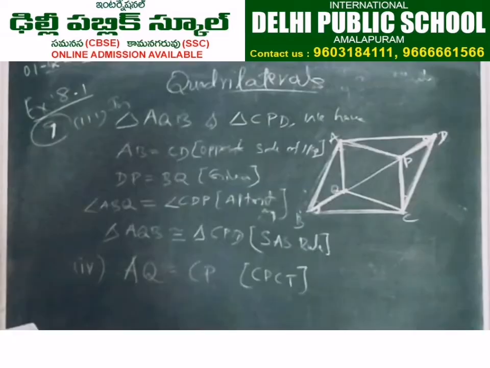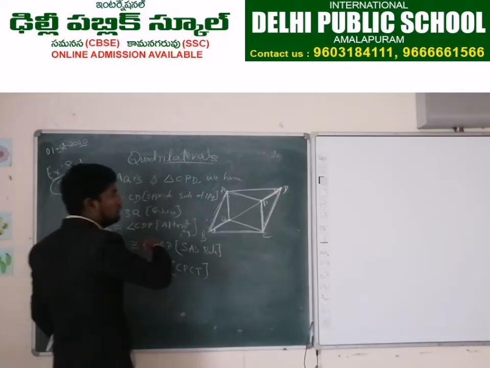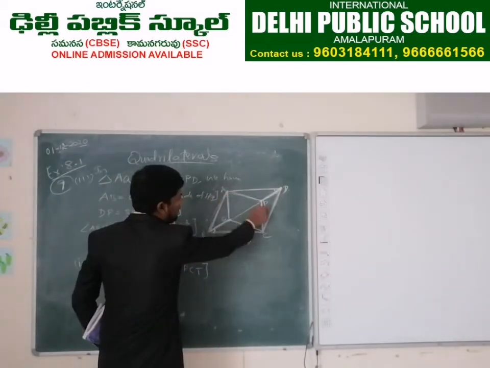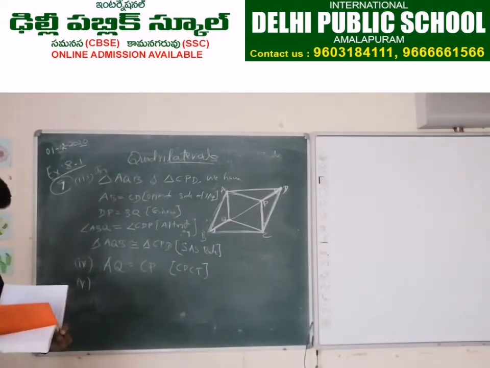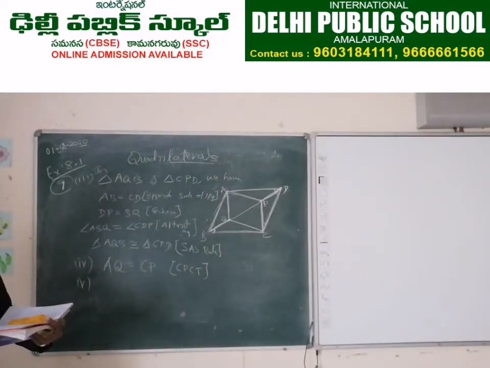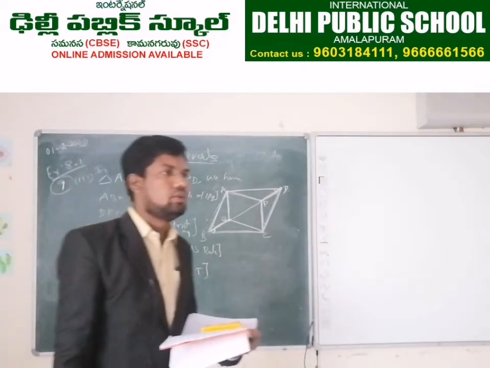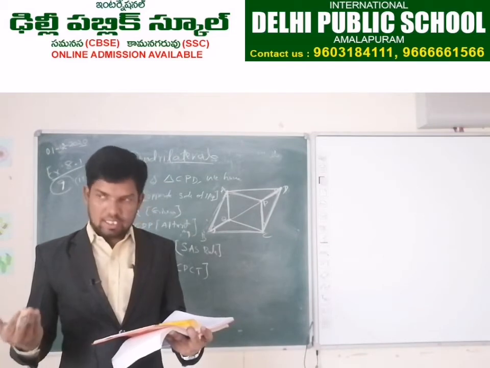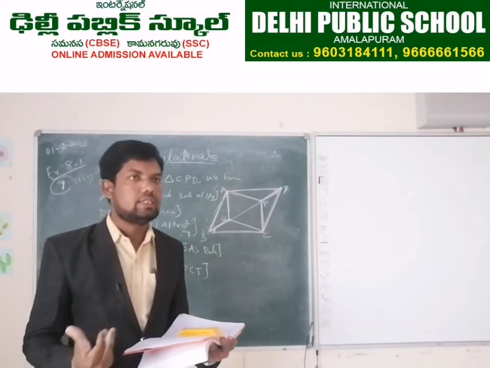Write down. APCQ is a parallelogram. Directly we can write. Already we have proved, right? So in the four questions, AP is equal to CQ and AQ is equal to CP. We have proved, right? So we can write, since in APCQ opposite sides are equal, therefore it is a parallelogram. Fifth one, in that fifth one, what you have written? Since APCQ opposite sides are equal, therefore it is a parallelogram.